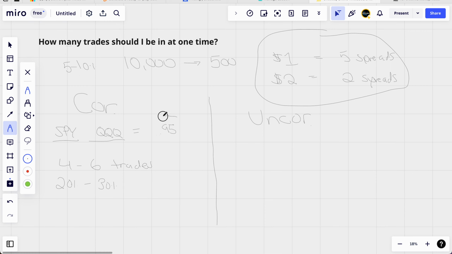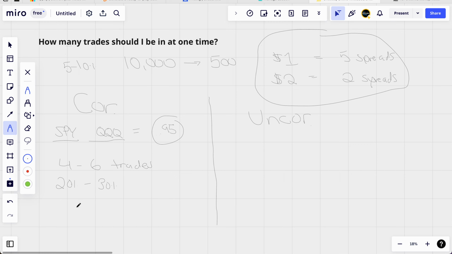Well, guess what? These are correlated. These are highly correlated. So if QQQ takes a drop and I lose money on my QQQ trades, I'm very likely to also lose money on my SPY trades. So for safety reasons, I keep it to 4 to 6 trades if I'm trading correlated assets. My correlated asset trades, total combined, should be anywhere between 4 to 6 for me.